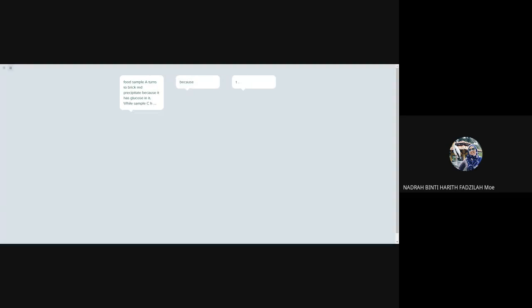Okey. So ada satu idea di sini, idea ini menyatakan food sample A ada positive result sebab ada glucose dalam tu. Tapi sample C no changes because it has sucrose. Okay, I understand. So, kan ke tadi kita baru discuss Benedict test ni is to detect the presence of reducing sugar, kan? So apa kaitan dia dekat sini? Antara A dengan C, yang mana satu ada reducing sugar? Itu pun kita boleh tambah dalam jawapan kita. Which one is the reducing sugar between A and C?